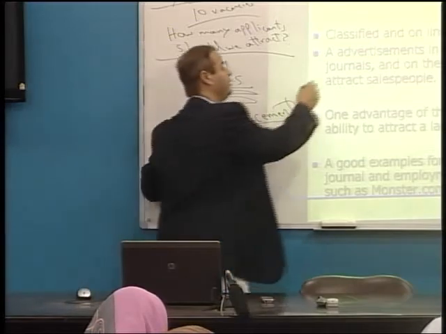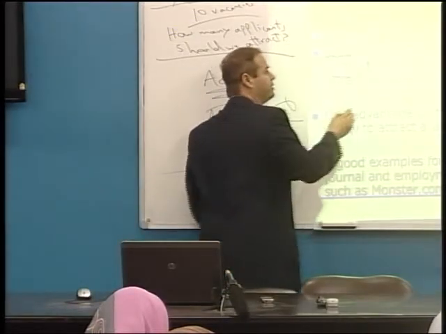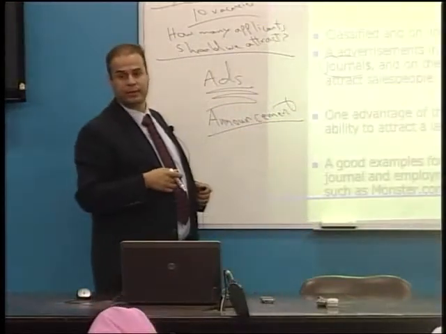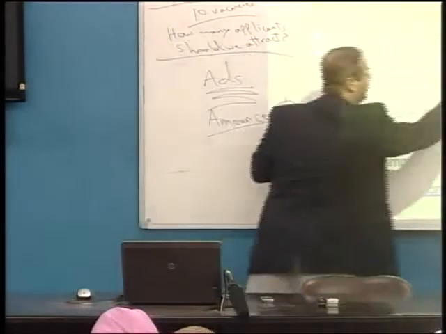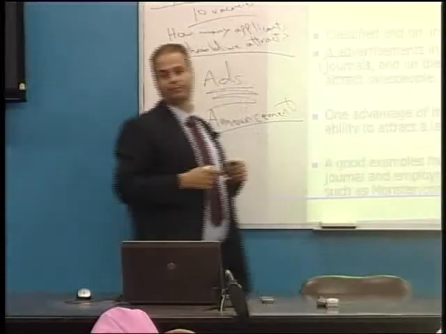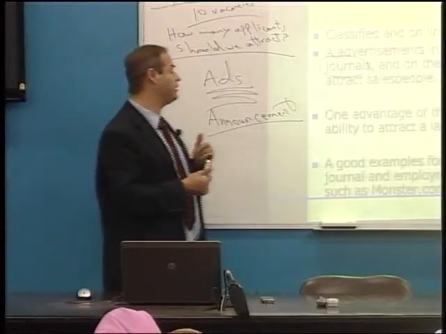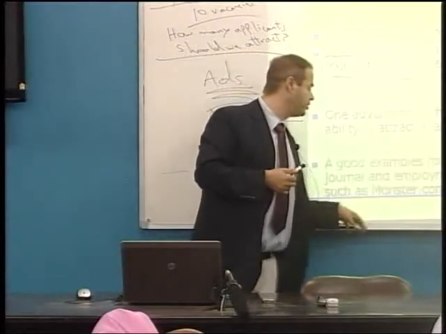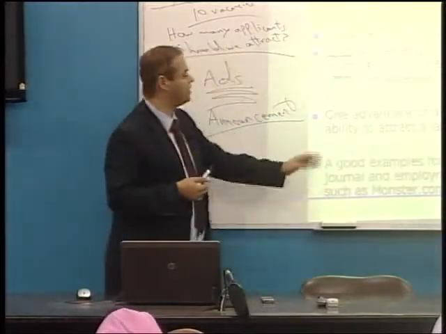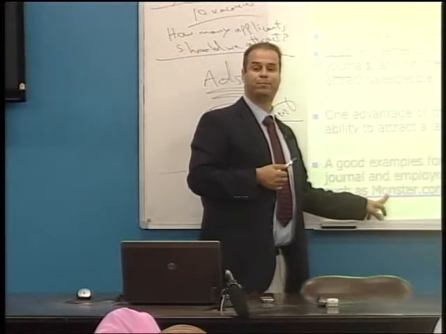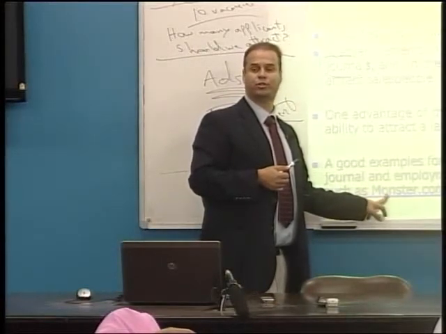If it is manual, we are talking about journals and newspapers. If it is electronic, we are talking about websites. In America, we have very famous websites for advertisements, like the Wall Street Journal and employment-related websites, etc. One of the most famous American websites for employment is monster.com.